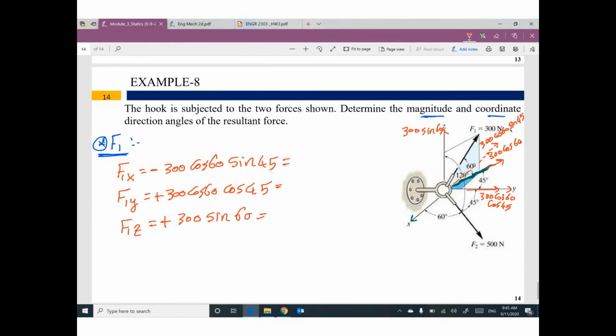Here is my calculator. I can figure out 300 times cosine 60 times sine 45. This value will be negative 221.4. This one will be 300 times cosine 60 times cosine 45. This value will be 221.4. 300 times sine 60 equals 259.8.